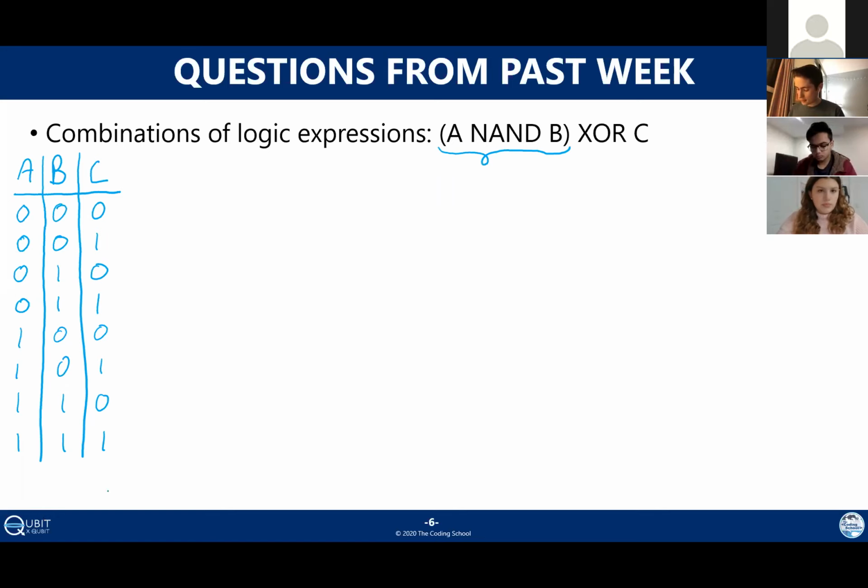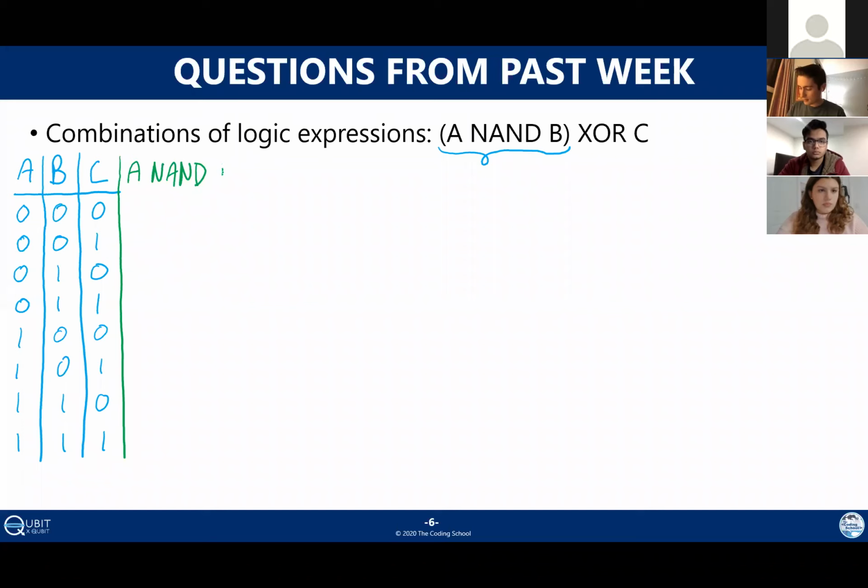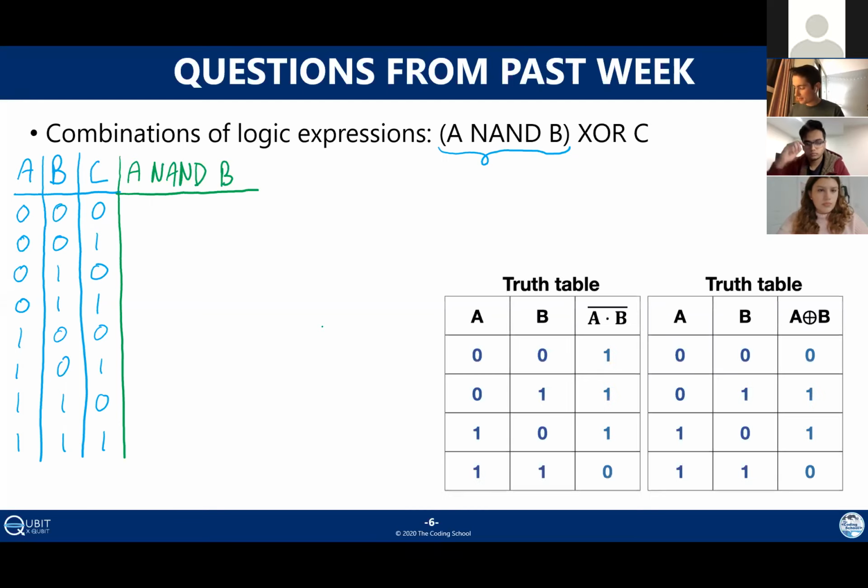What I like to do for these kinds of problems is create a column in my truth table for every bracketed expression. So we have A NAND B in brackets here, and I'm going to create a column in our truth table for A NAND B. Just for convenience, I'm going to pull up the truth table for our NAND gate. Over here we have the truth table for NAND, and over here the truth table for XOR, which we're going to need in just a moment. But for now, we're going to focus on NAND.